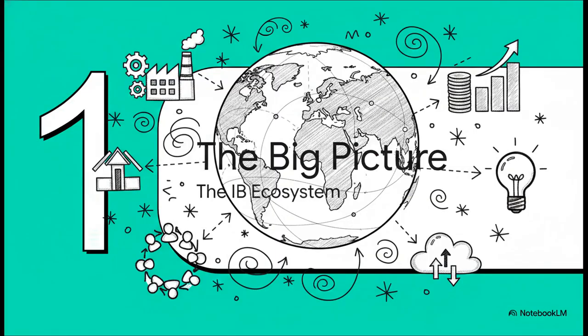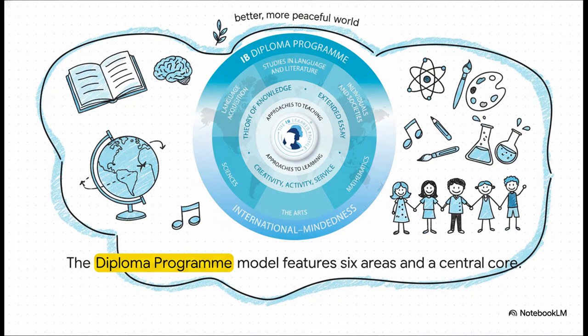Section 1. The big picture. The IB ecosystem. So to give you some context, the diploma program is a super rigorous 2-year pre-university course for 16 to 19-year-olds. Notice the design of this model. You've got 6 distinct academic areas wrapped around a central core. Students actually choose a subject from each area. This guarantees a really comprehensive education, covering everything from languages and sciences to the arts and humanities.